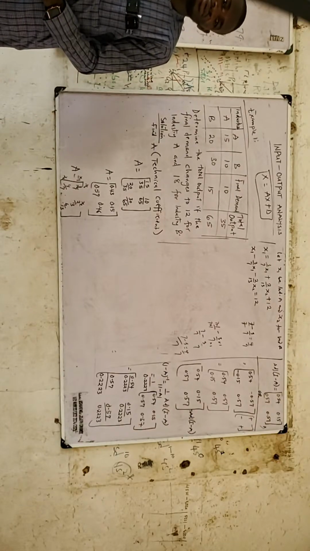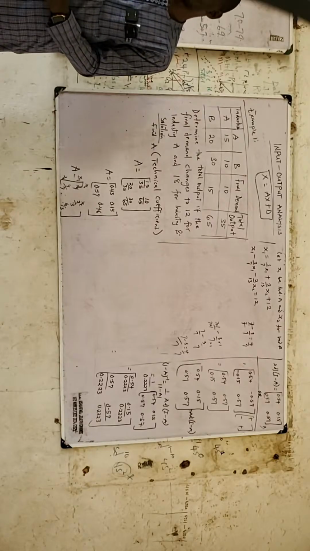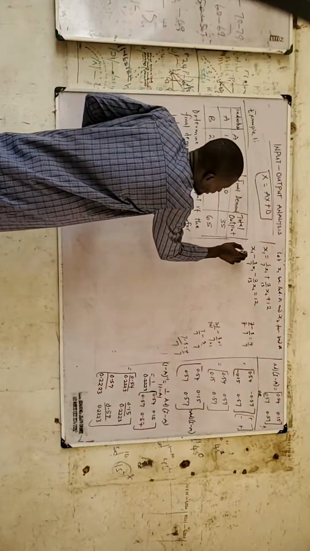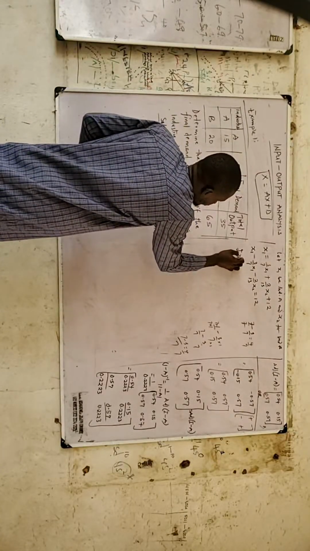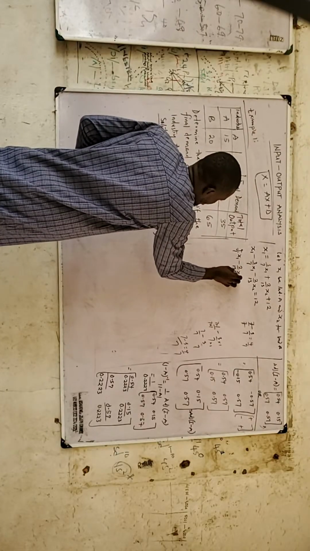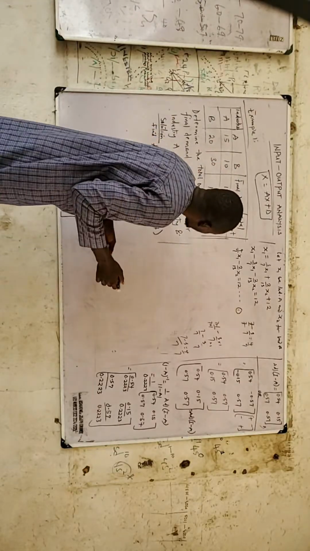I understand this step. Okay, follow on. So equation 1 is 4 over 7 x1 minus 2 over 13 x2 is equal to 12.